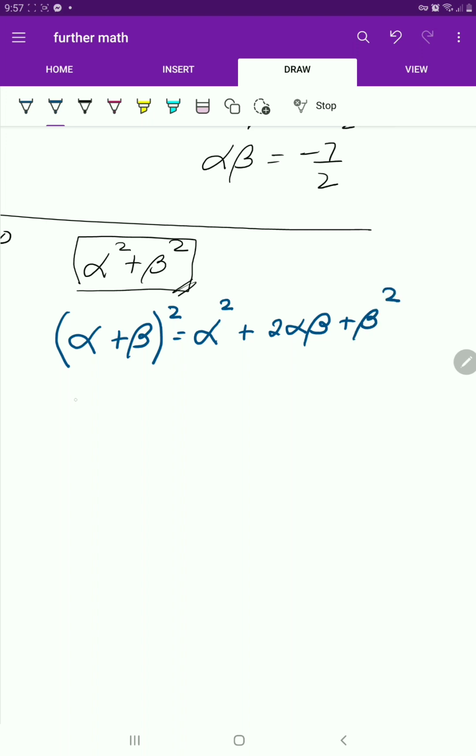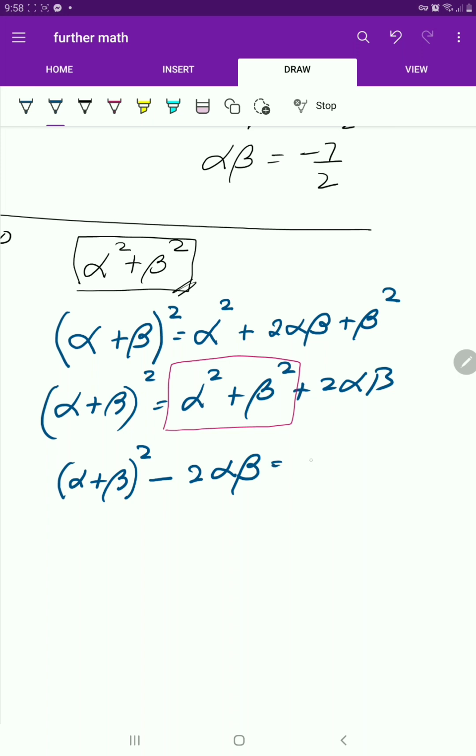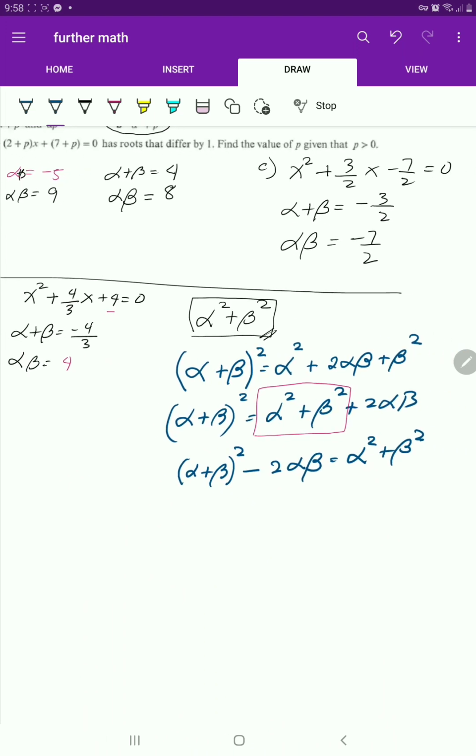And what do we know? Alpha plus beta squared is equal to alpha squared plus beta squared plus 2 alpha beta. But what we want is only this part. Therefore, what we're going to do is that you have alpha plus beta squared minus 2 alpha times beta is alpha squared plus beta squared. And then now we are ready to find the answer. Why?